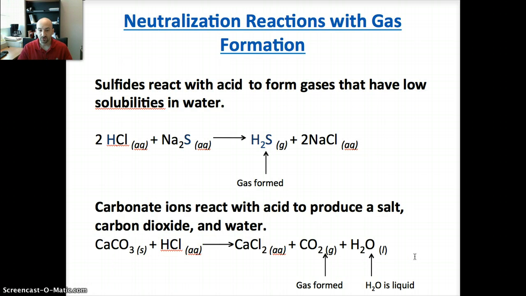The second rule for neutralization reactions is that sulfides react with acid to produce hydrogen sulfide gas. Okay, so pretty much anytime you see a sulfide reacting, you're going to form that hydrogen sulfide gas. And the third rule is that if you have a carbonate, like calcium carbonate, and or hydrocarbonate, you're going to produce carbon dioxide gas and water, as well as this salt. Okay, so if you remember those three rules, you should be able to handle most of these neutralization reactions.